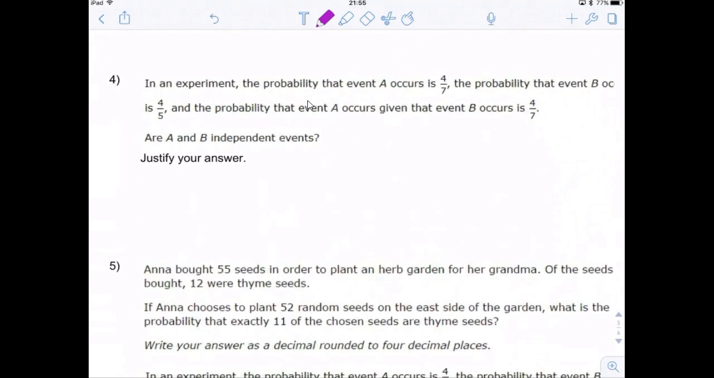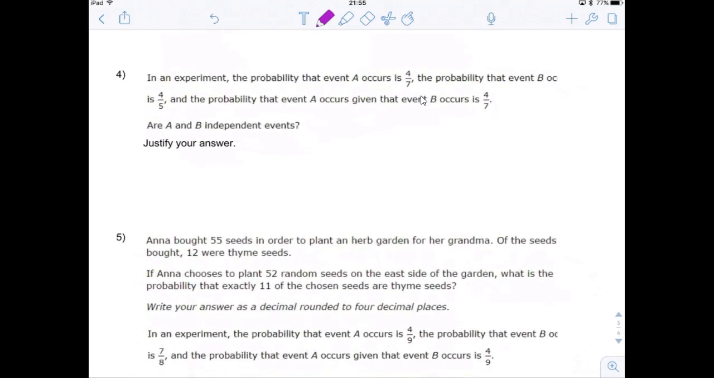Number 4. Now we're going to start the probability problems. In an experiment, the probability that event A occurs is 4/7. The probability that event B occurs is 4/5. And the probability that event A occurs, given that B occurs, is 4/7. Are A and B independent events? Justify your answer.